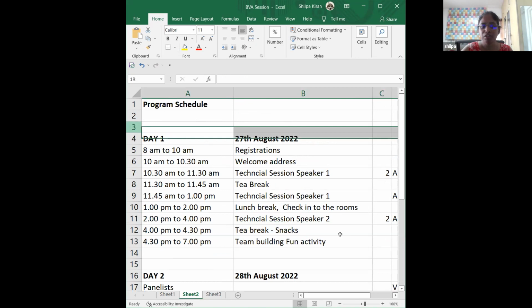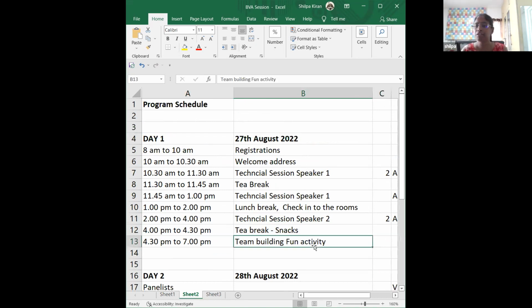And on August 24th, I'm actually requesting the speakers, not on any particular topic, I don't want to choose. I want them to share their experiences. They are from the Big Four, technical session speaker 1 and technical session speaker 2, morning and evening session. So the whole process is about sharing of our experience.